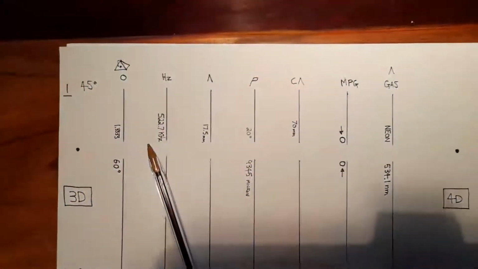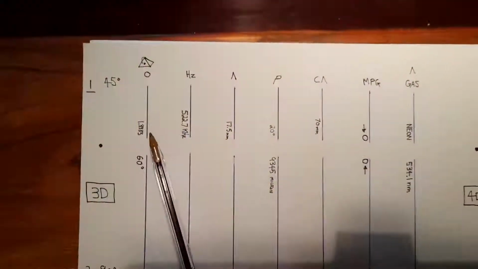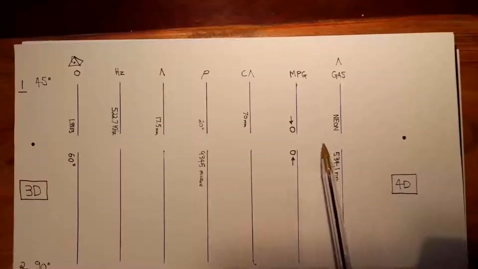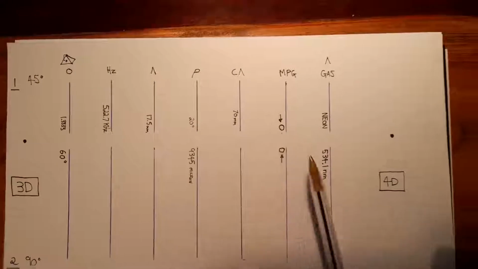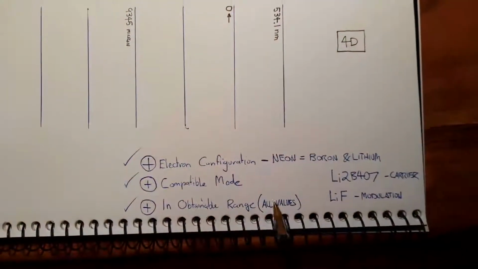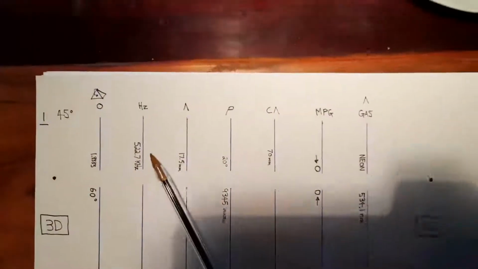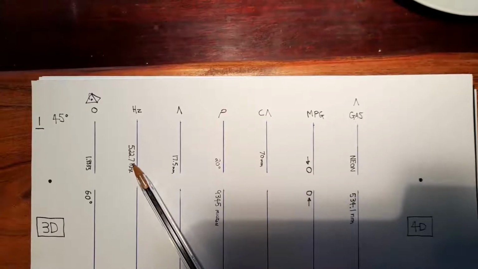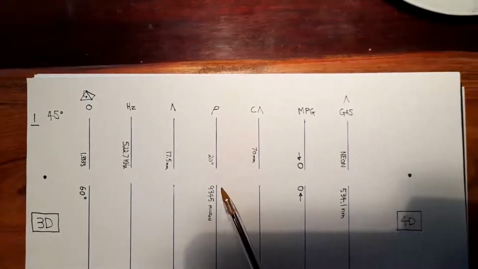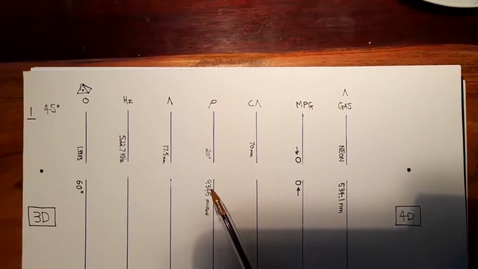Also, all of the obtainable values must be in range. All of these values must be physically possible to achieve. You can't force them to do anything they don't want to do. If they're out of range, it's impossible to build a machine. All values must be in obtainable range. For example, this frequency is fine at this wavelength. That temperature is fine. That pressure is achievable.